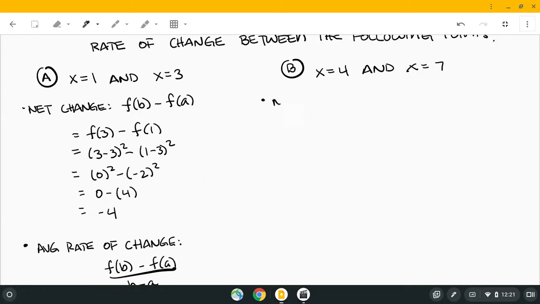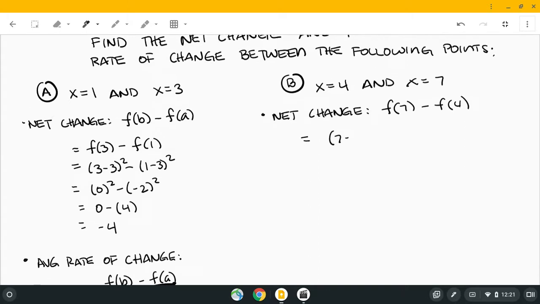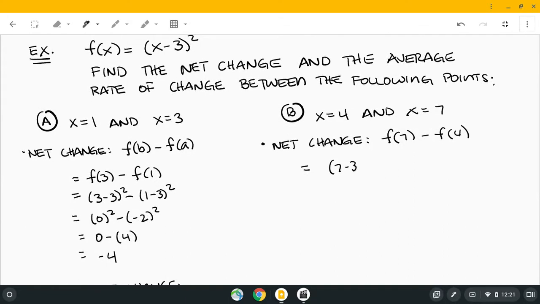Okay, so here, net change. F of 7 minus f of 4. So we're going to get 7 minus 3 squared minus 4 minus 3 squared. So that is going to be 4 squared minus 1 squared. That's 16 minus 1. Oops. 16 minus 1 is 15.